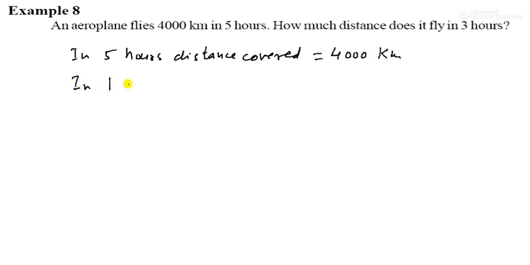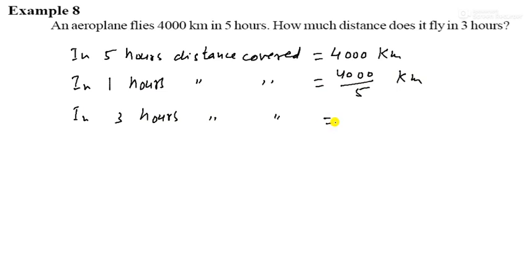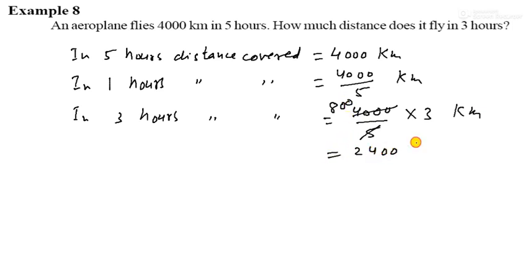So in 1 hour, distance covered is 4,000 divided by 5 kilometer. So now in 3 hours, you can write, it would be 4,000 upon 5 into 3 kilometer. Now solve it. 5 eights are 40 and double 0. So 8 threes are 24 and double 0, and it is kilometer. So that is your answer.